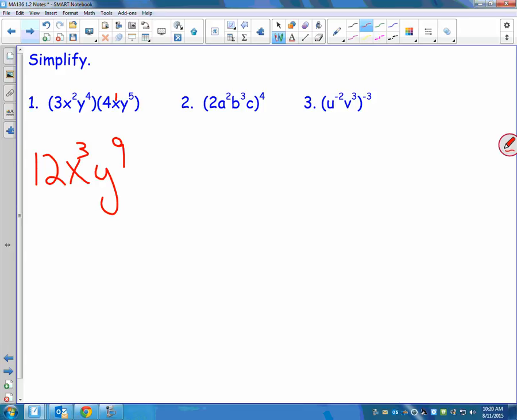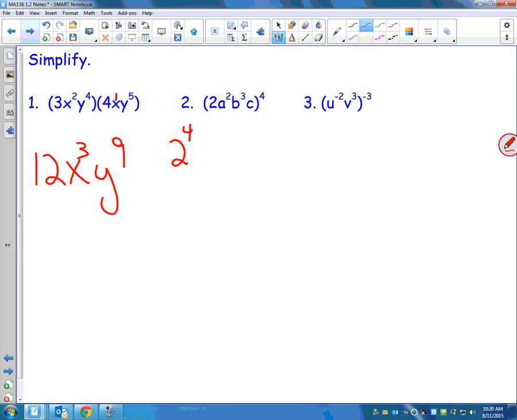What about the second one and the third one? Remember that if you have multiplication or division all to a power on the outside, you have to give that power to everything. So this 4 has to go to everything in there. People do really well at giving it to the variables, but they usually forget to give it to the number. But that would become 2 to the 4th.